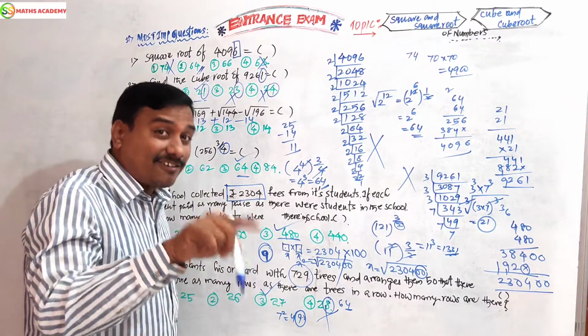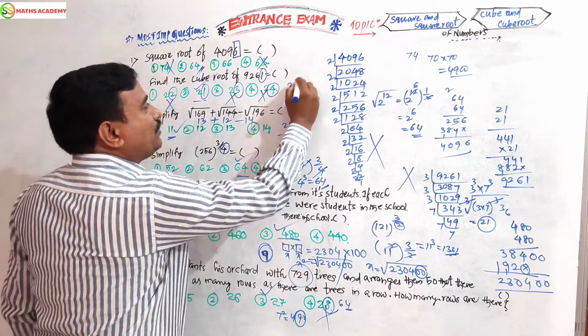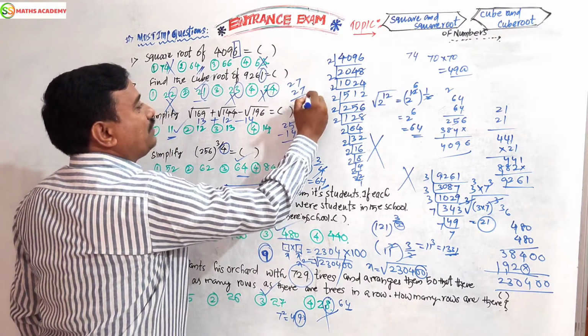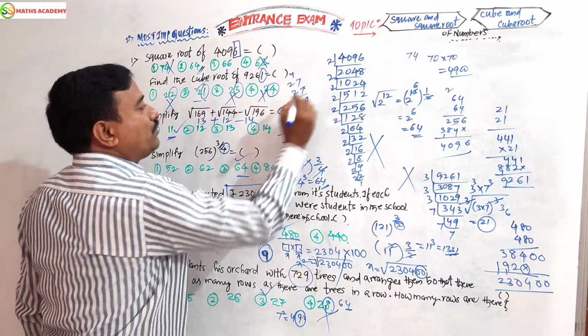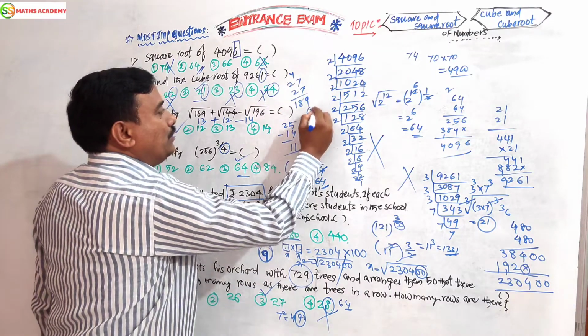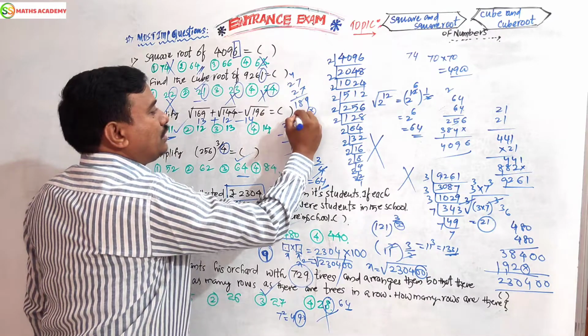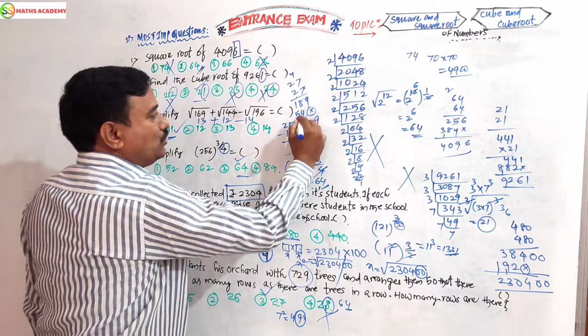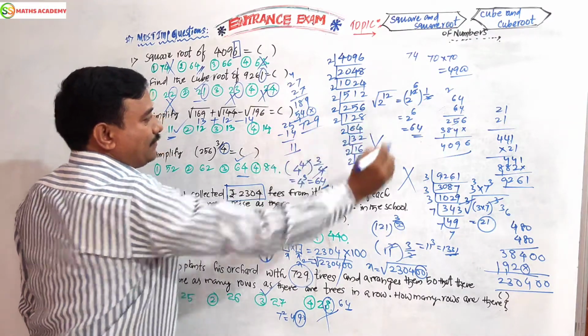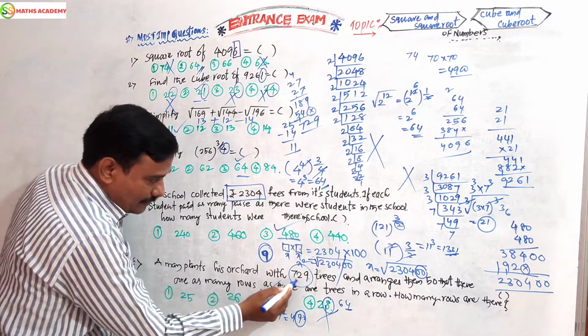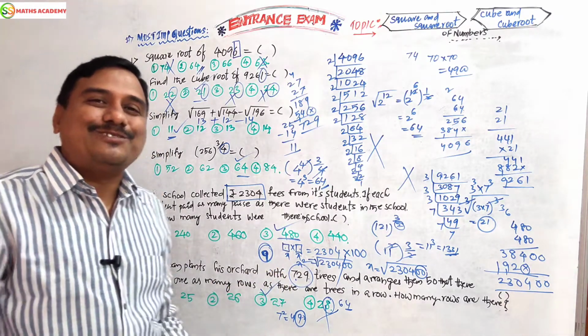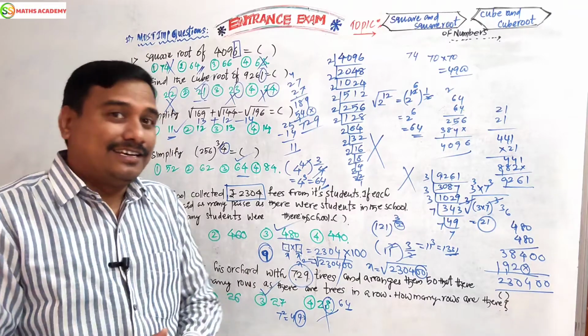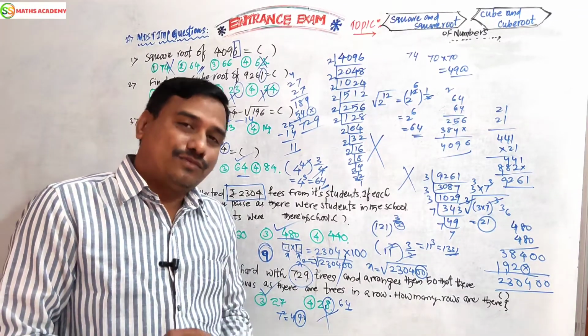Check it. Correct or not? Check it. 27 into 27. 7 7s are 49, carry 4. 7 2s are 14 plus 4 is 18. Then 2 7s are 14, carry 1. 2 2s are 4 plus 1 is 5. The result is 729. Like this you can solve all the answers. How easy it is. Now let us see more interesting questions.